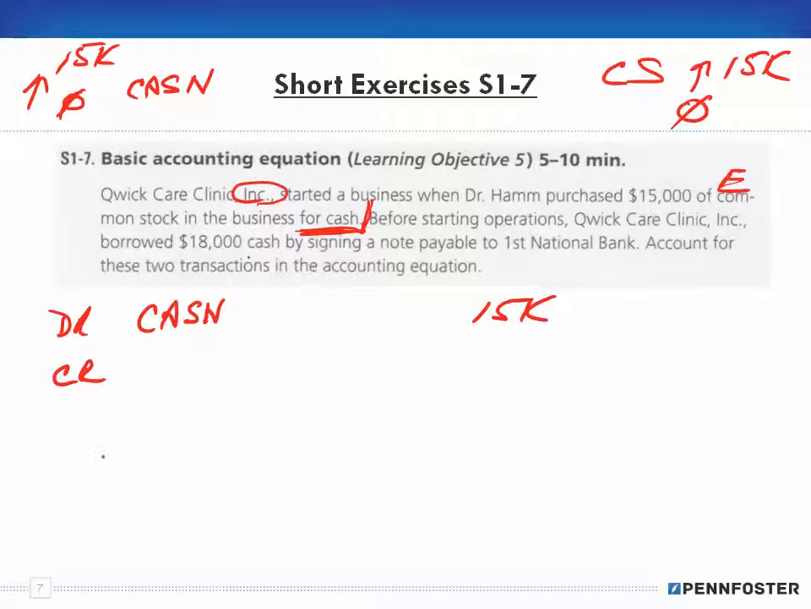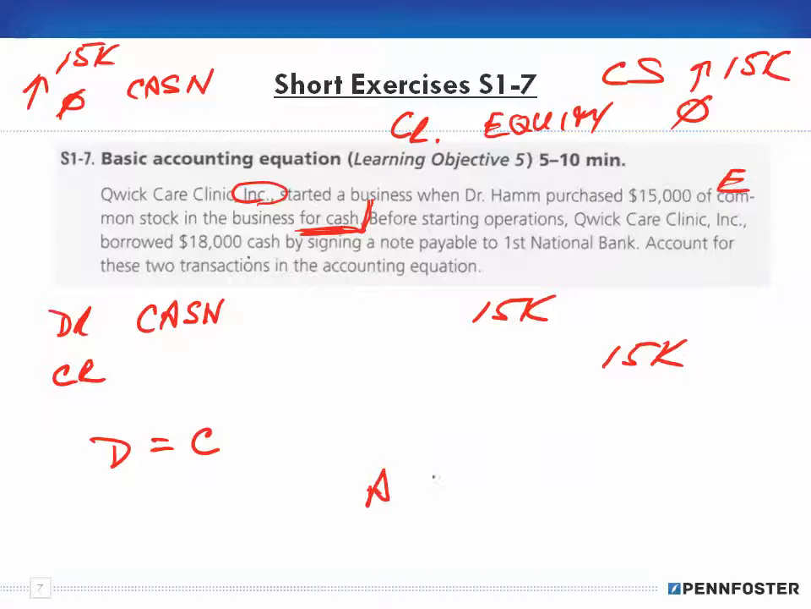Now, when I'm making a journal entry, I know my debits must equal my credits. So if I debit cash, that means I have to credit something else for 15,000. The question is what? Well, what is happening in this transaction? Common stock. Common stock is equity, okay? And remember that the normal balance of equity is a credit. The category of accounts is equity, and the normal balance of equity is a credit.